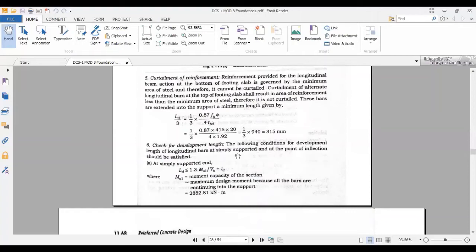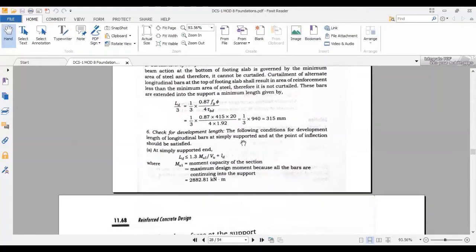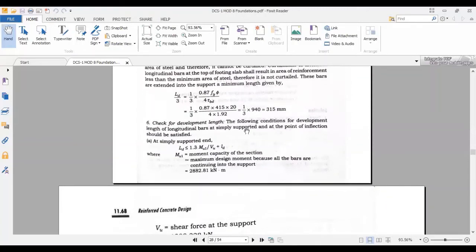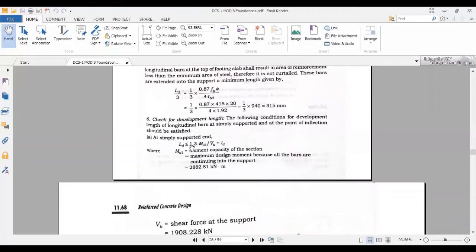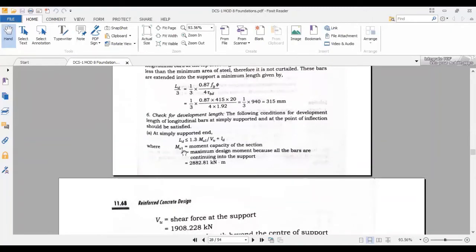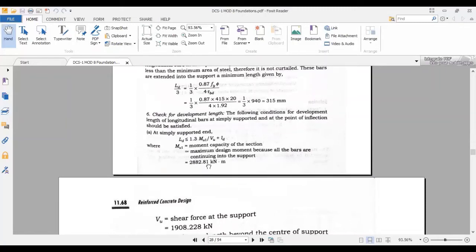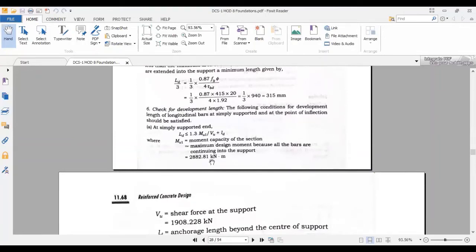Now next is check for development length. The following conditions for development length of longitudinal bars at simply supported end and at point of inflection should be satisfied. So at simply supported end, LD should be less than or equal to 1.3 Mu1 upon Vu plus L0, where Mu1 is the moment capacity of section and given the maximum design moment because all the bars are continuing into the support, and it is given by 28 and the value is 2882.1 kilonewton meter.